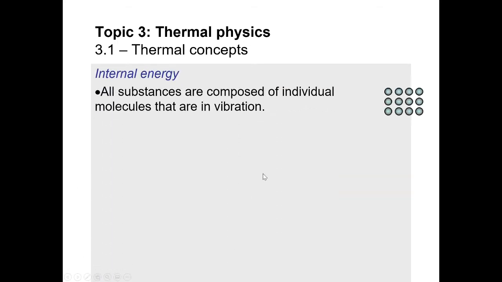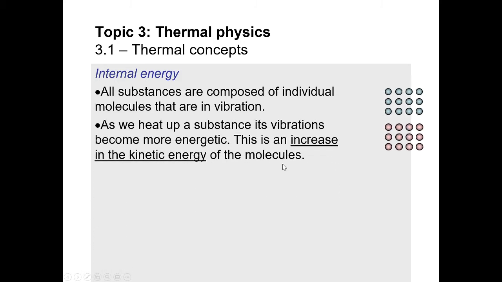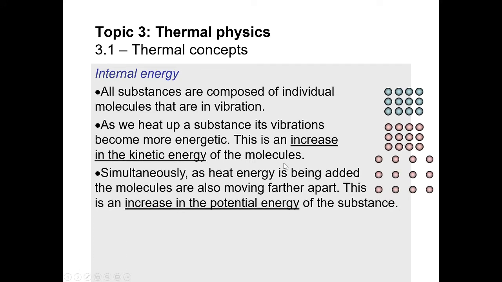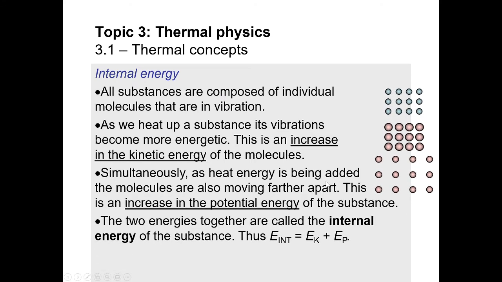All right, internal energy. This is going to be a very important concept that we're going to keep referencing over the next several slides. Now, we know that all substances are composed of individual molecules, and those molecules vibrate. Now, when you heat a substance up, it becomes more energetic, so it increases its kinetic energy. But as things heat up, we also know that they move further apart. And when they move further apart, this actually increases the potential energy of the substance too. So what we see is that by heating up a substance, you not only increase the kinetic energy, but you increase the potential energy too. And so together, the kinetic and potential energies of the substance, it's called internal energy.